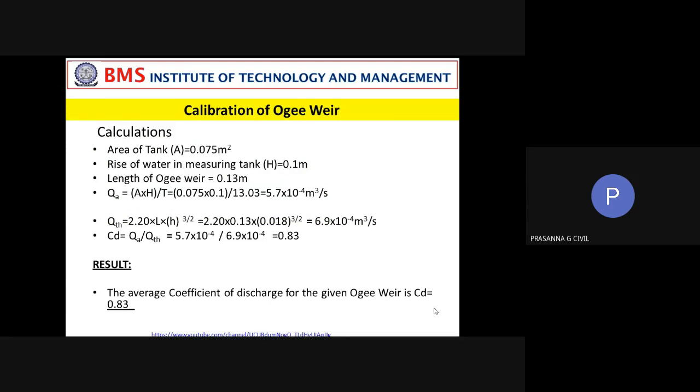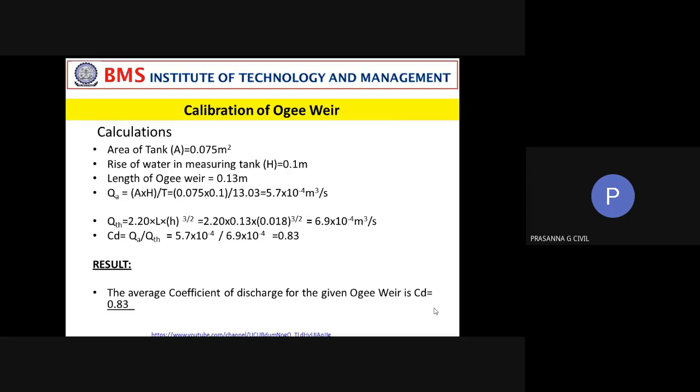Area of the collecting tank is 0.075 meters square. The rise of water in the measuring tank is 0.1 meter. The length of the Ogilvy measured is 0.13 meters. In Q actual, we have A into H divided by T, area of collecting tank into 0.1 divided by the time taken, which was taken from the tabular column in the previous slide. And Q actual is calculated as 5.7 into 10 raised to minus 4.